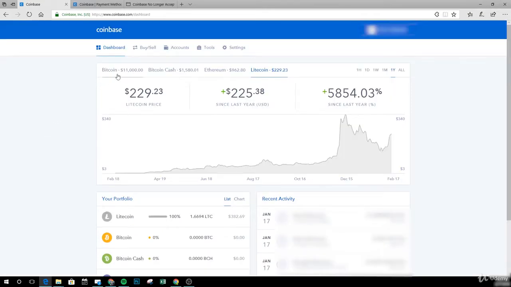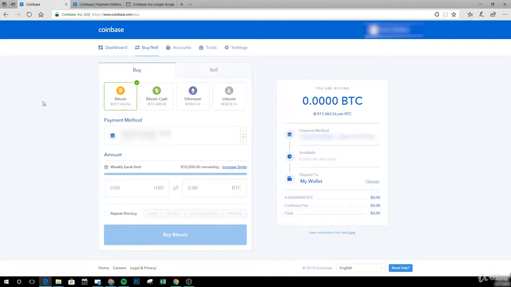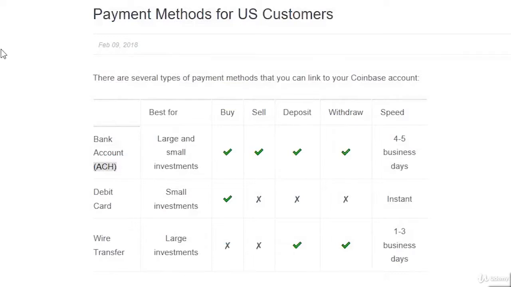Then when you decide to buy your cryptocurrency on Coinbase, go over to the buy and sell tab. And then from there, select whatever cryptocurrency you want to buy. Of course, since this is a Litecoin course, you click on Litecoin. And then you want to set up your payment method. Now, there are 3 different options at the moment for how you can buy cryptocurrency using Coinbase. You can use a bank account, debit card, or wire transfer.